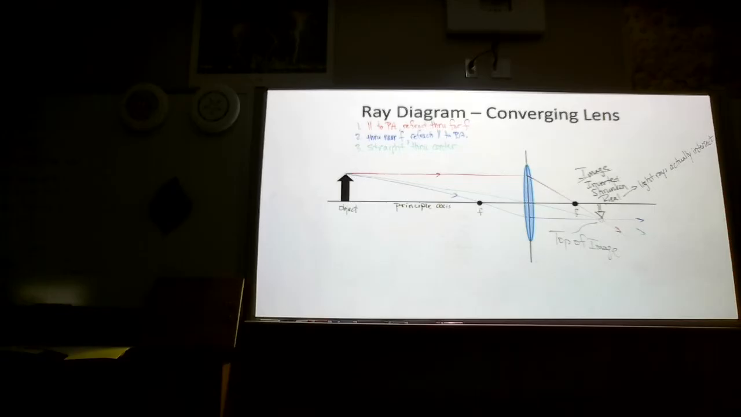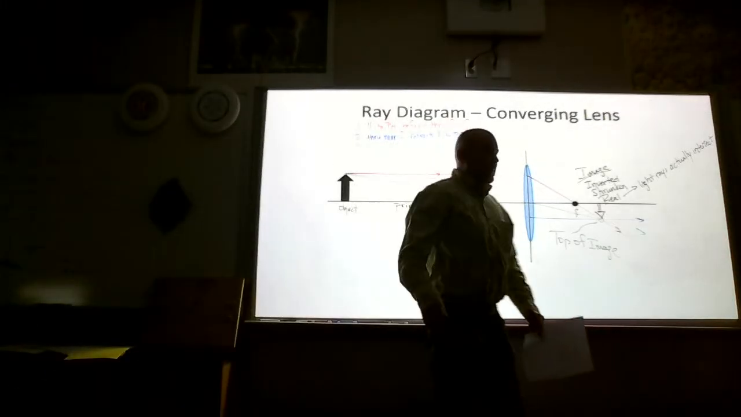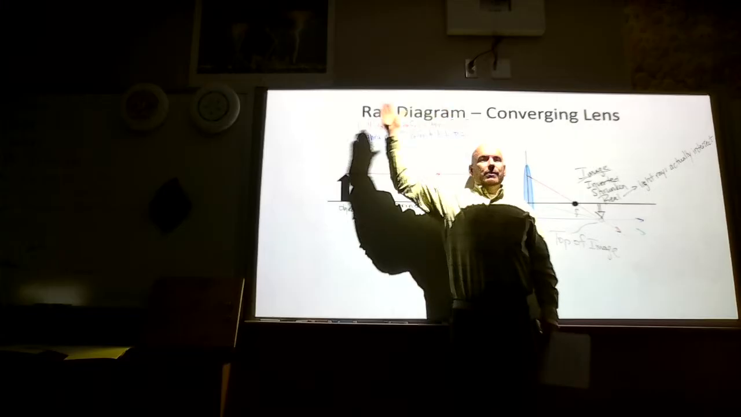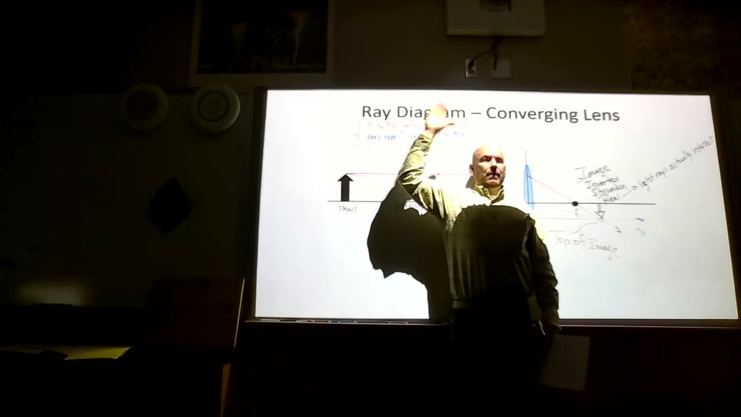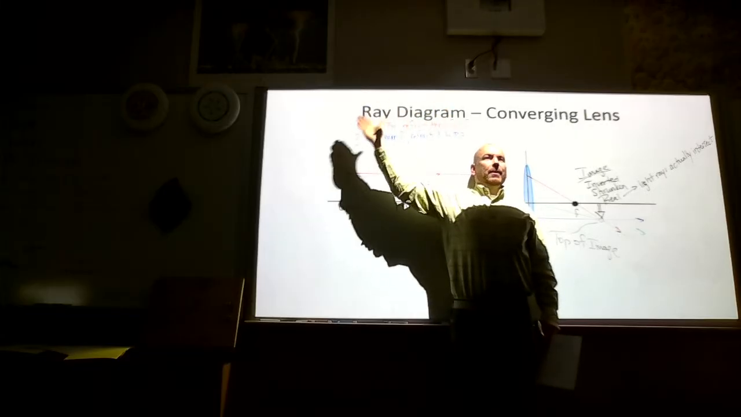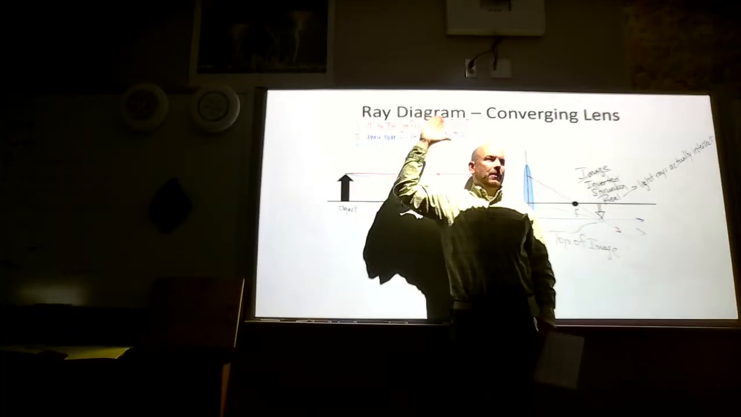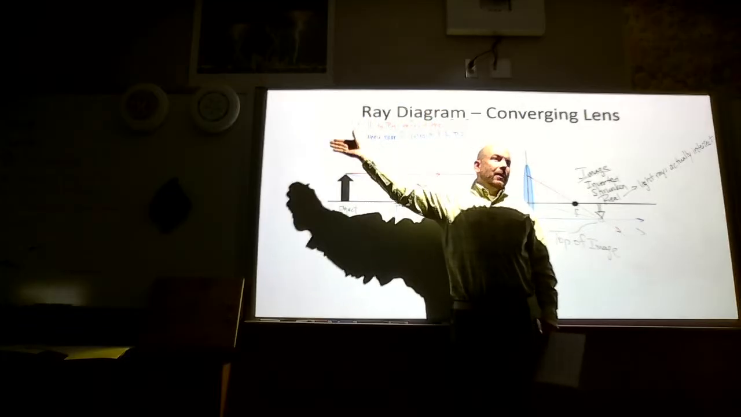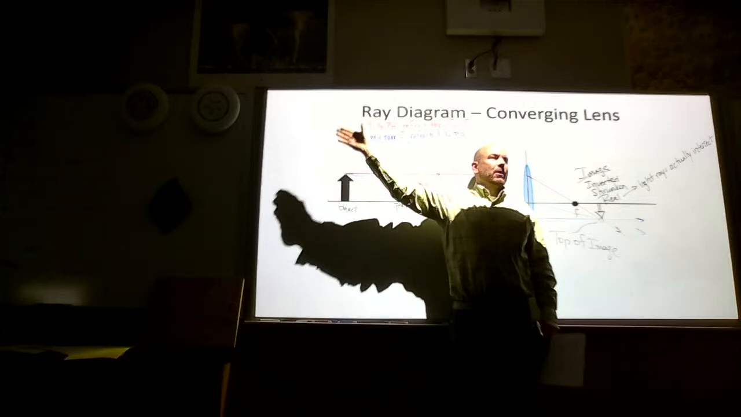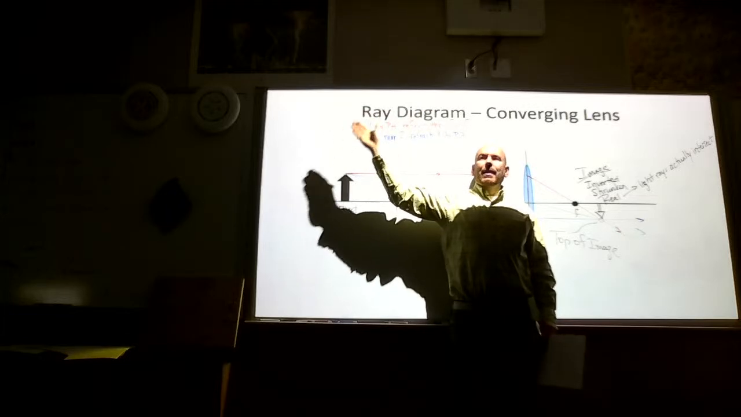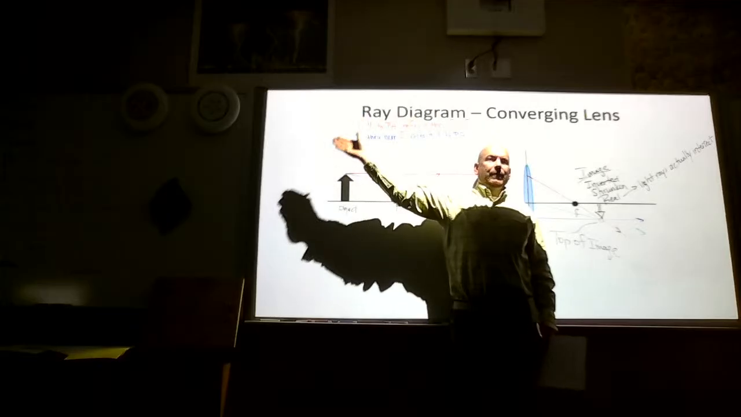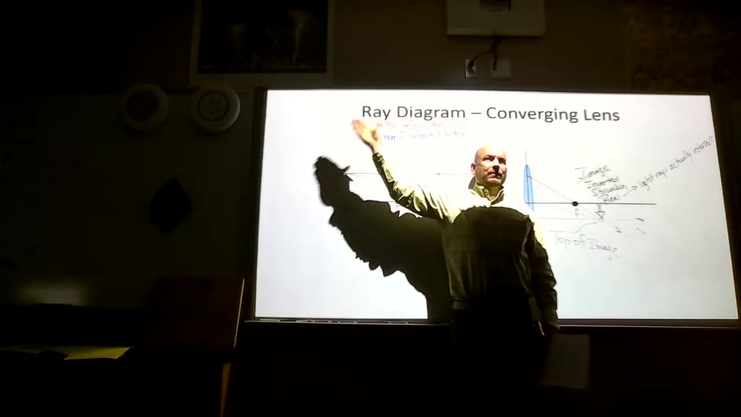Move it back and forth until you see an image on the piece of paper. Tell me what you see. How do you describe the image? Upside down. Is it bigger or smaller? Smaller. And the fact that you can project it onto a screen means it is real. This is real.